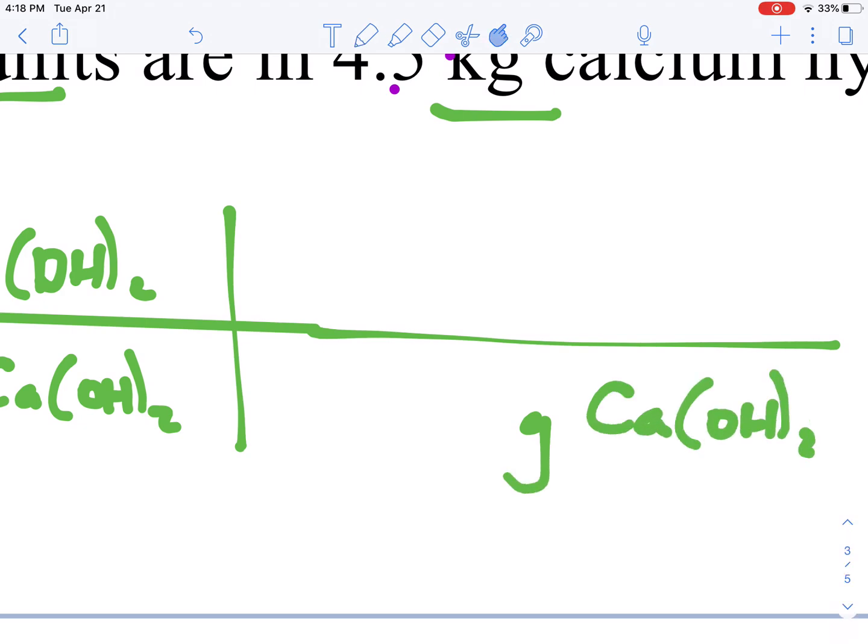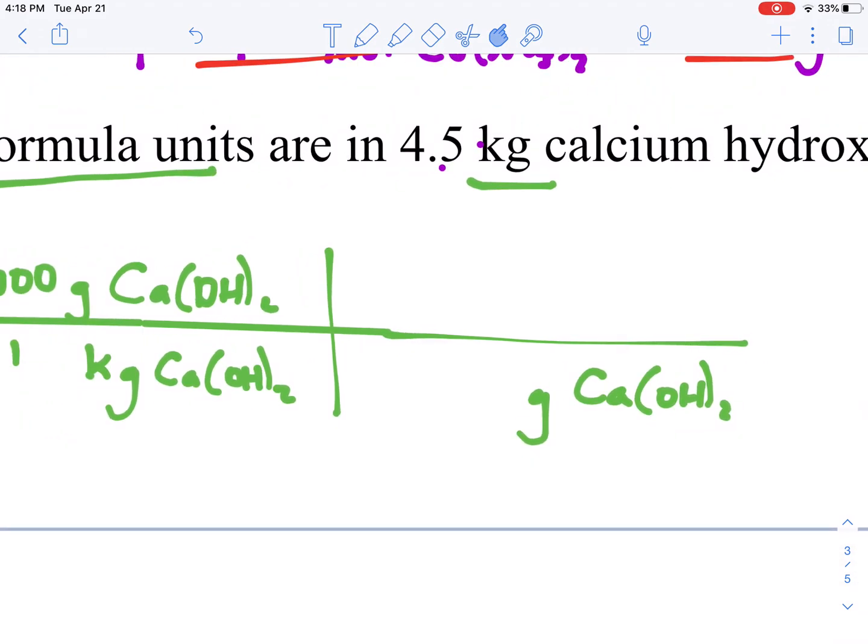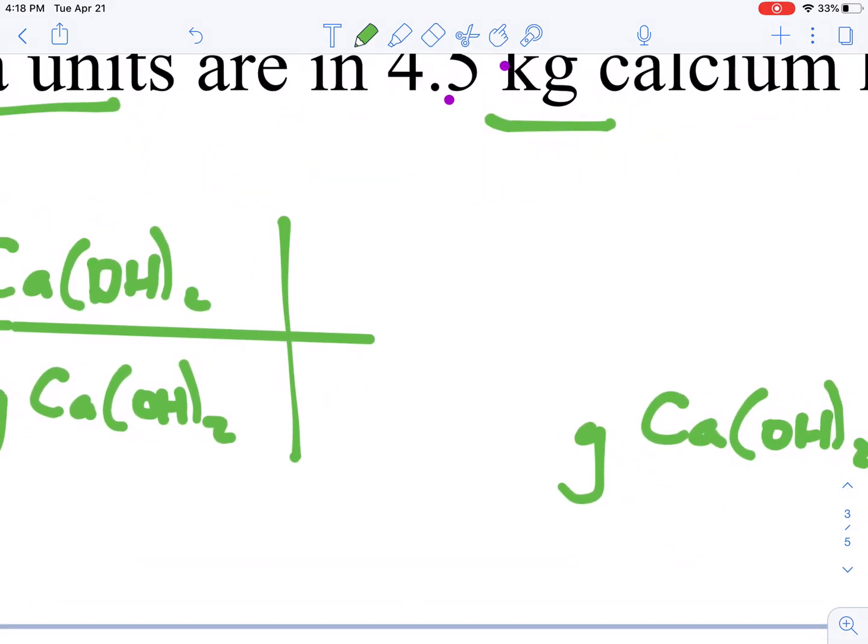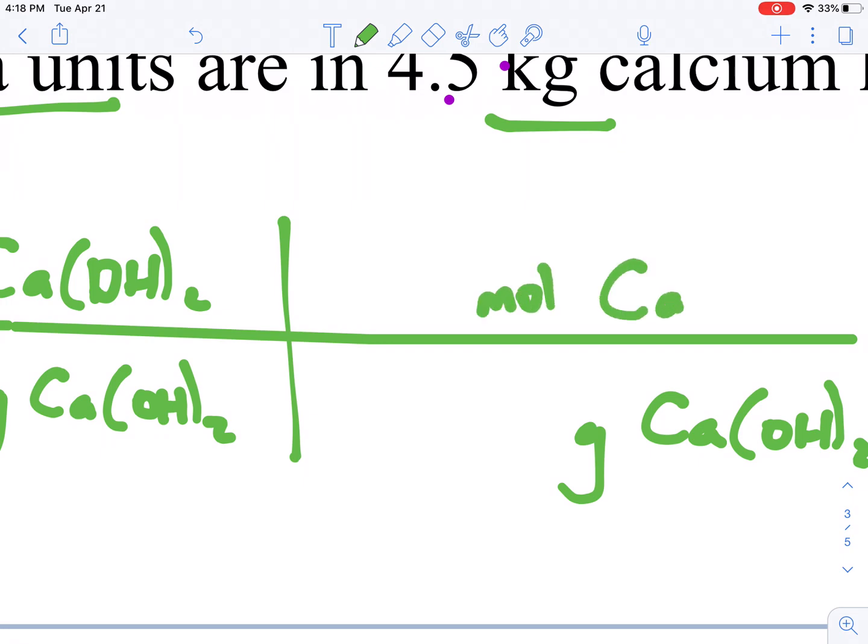And again, we're on a journey to formula units. So do we know how many formula units there are in 1 gram? No, we don't know how heavy a single atom or a single formula unit is. What we know is how heavy a mole is. So we're going to put moles on top. Moles of calcium hydroxide.